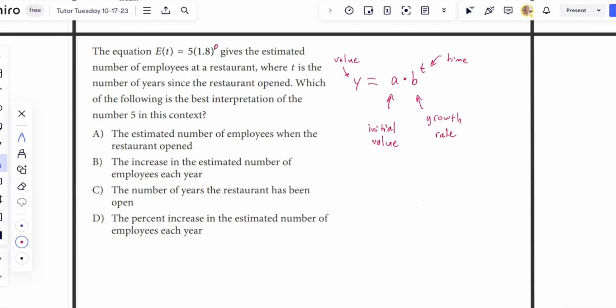And when t is equal to 0, that multiplier actually goes away. So we're just left with the 5. So 5 should be something like an initial value. And skimming through these ones, estimated number of employees when the restaurant opened makes the most sense. We can't have 5 as an increase, or number of years, or percent increase. 5 has to be the initial value.